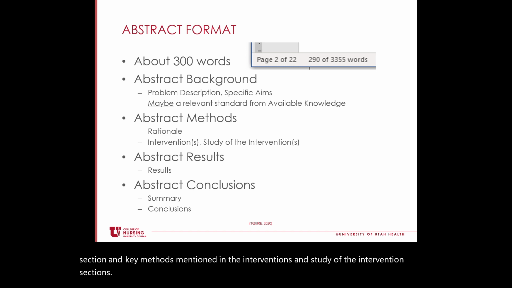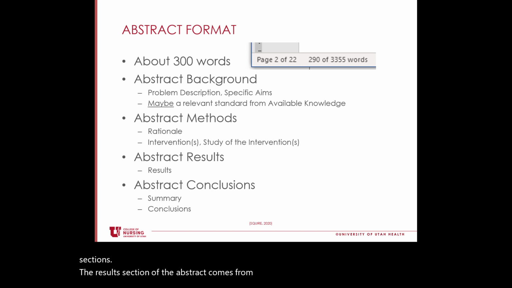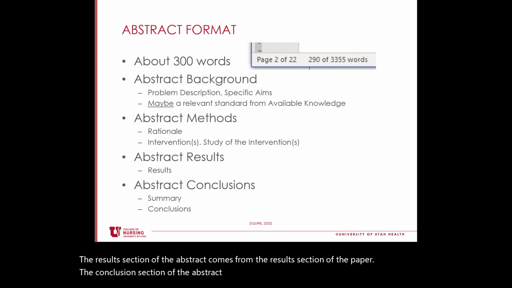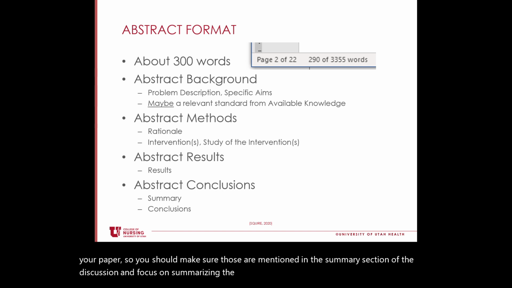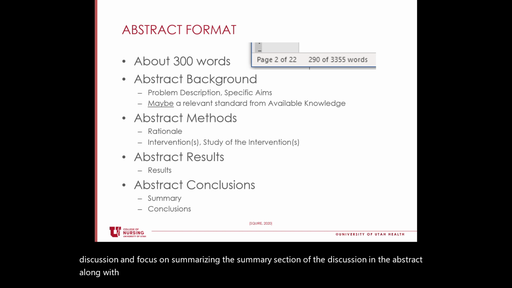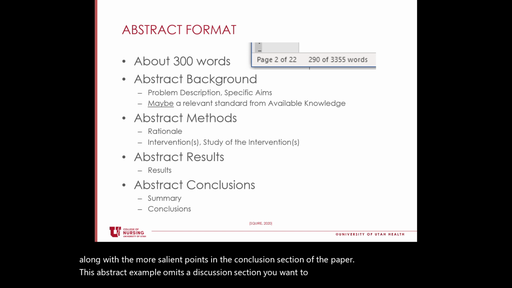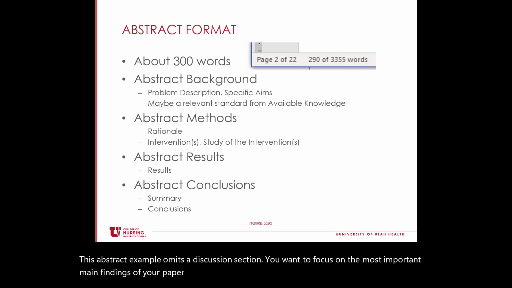The results section of the abstract comes from the results section of the paper. The conclusion section of the abstract should focus on the most important main findings of your paper, so you should make sure those are mentioned in the summary section of the discussion and focus on summarizing the summary section of the discussion in the abstract, along with the more salient points in the conclusion section of the paper. This abstract example omits a discussion section. You want to focus on the most important main findings of your paper in the abstract.